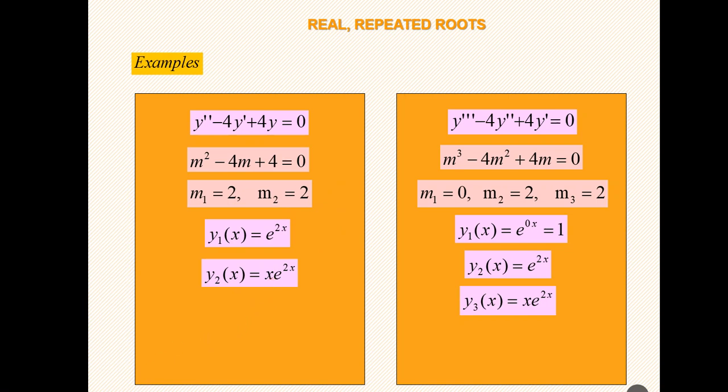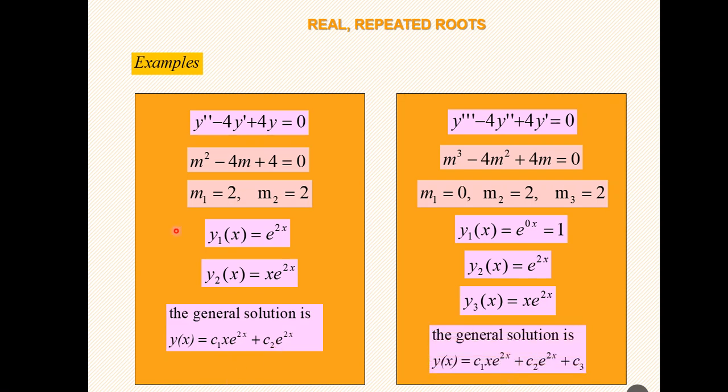That way, all your terms will be unique. So your general solution in this case will be again the sum of these two with the presence of the arbitrary constants. Now, in our second example here on the right, you have a third degree polynomial. So we expect that we should have three roots. This is our characteristic equation. And this particular third degree polynomial in m will give you the roots 0, 2, and 2. These two are repeated. Well, this one is unique.